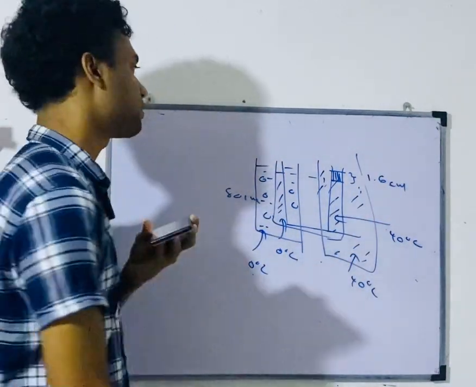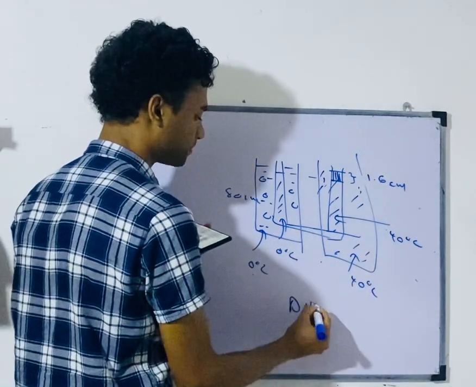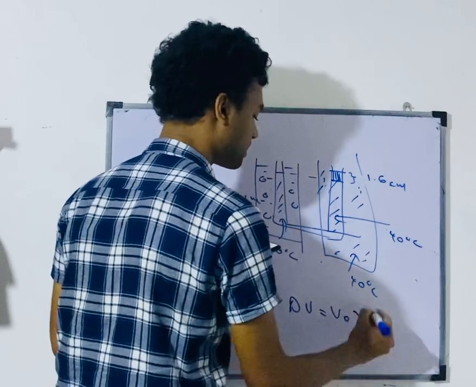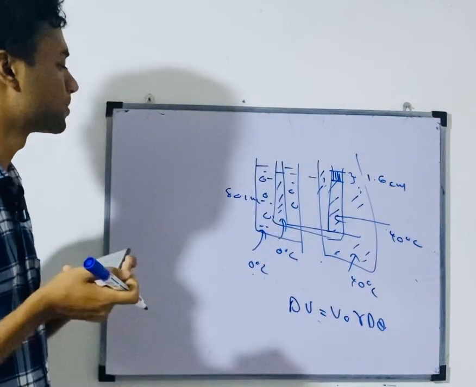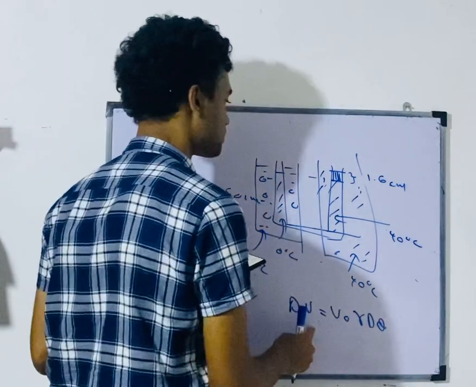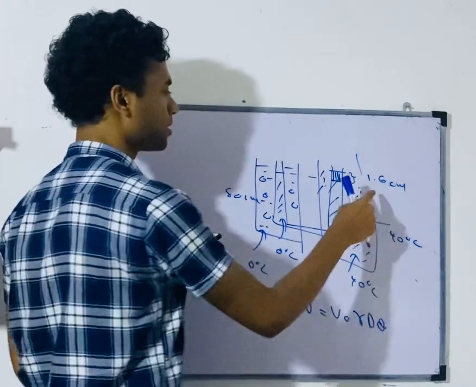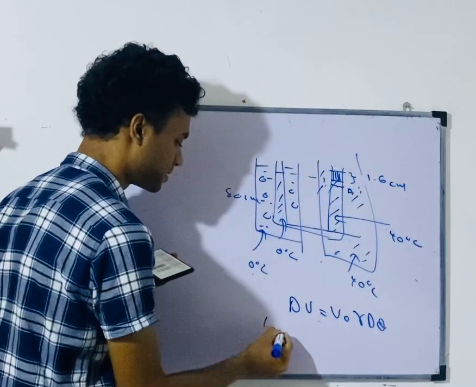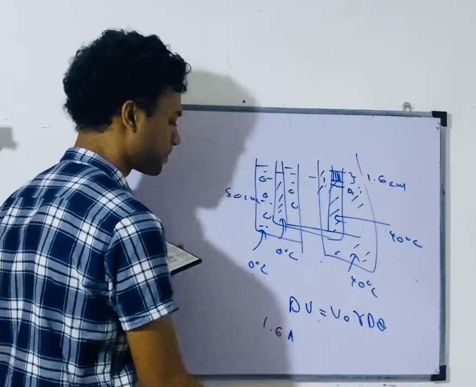So we can use what? The equation delta V is equal to what? V naught gamma delta theta. What's the true expansion here? Delta V is the true expansion of the volume. What's that? 1.6 times the cross-sectional area A, right? So 1.6 times cross-sectional area A.